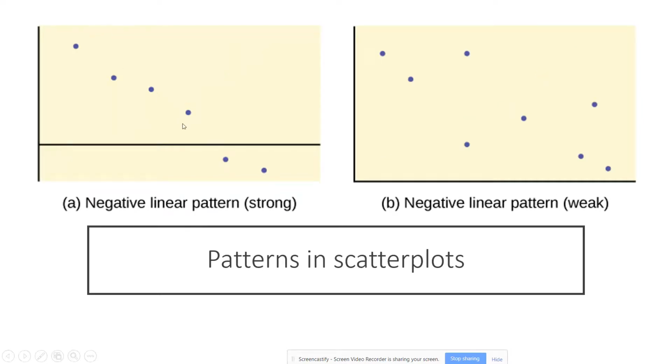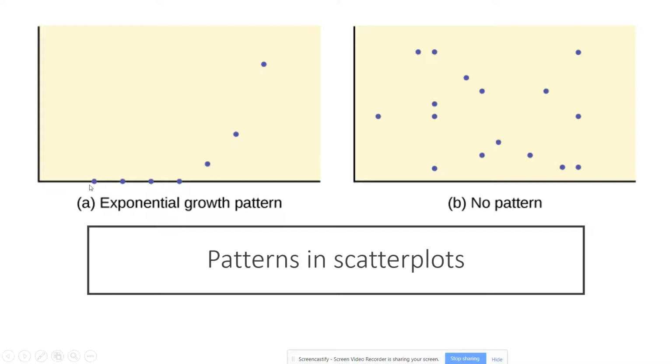Here is a negative linear pattern. You can see where it's going down. And here's another one where it's kind of going down, but it's kind of weak because all the dots are scattered. All right, this one right here is exponential. Think about bacteria growth. When you start with one and then they start to expand and expand, they're going to go up exponentially. Now this one over here, there's no pattern. As you can see, they're all scattered, and I don't even think I could make a line to harness that to make predictions since they're all over the place.